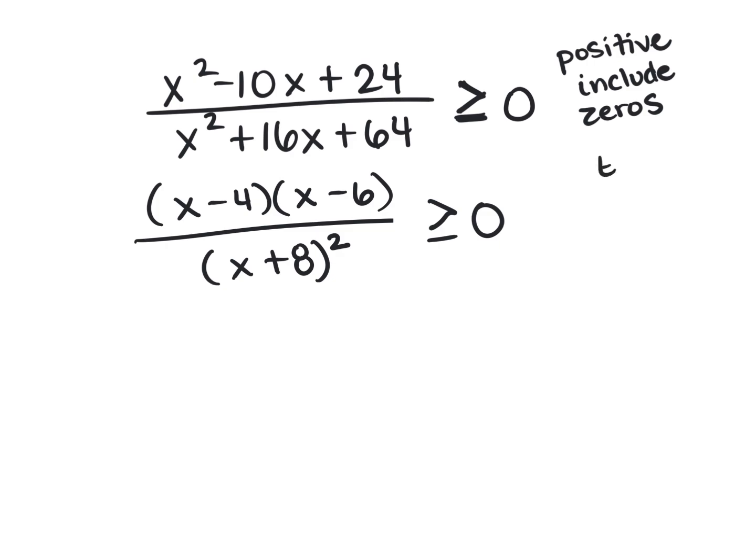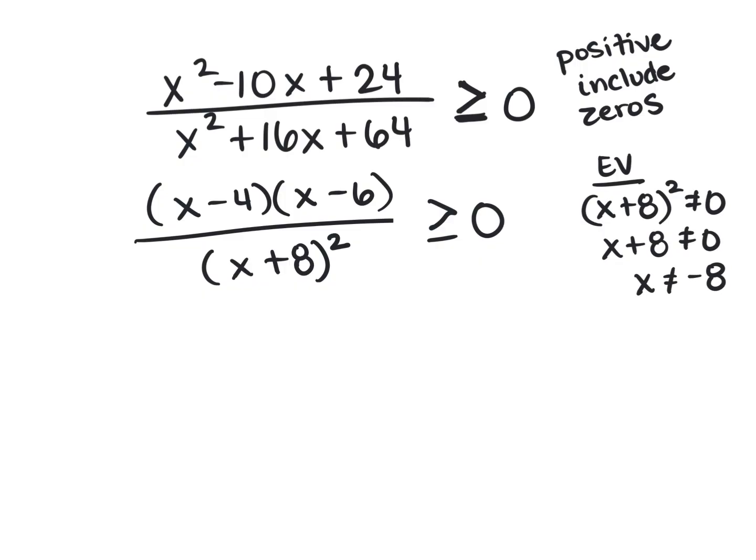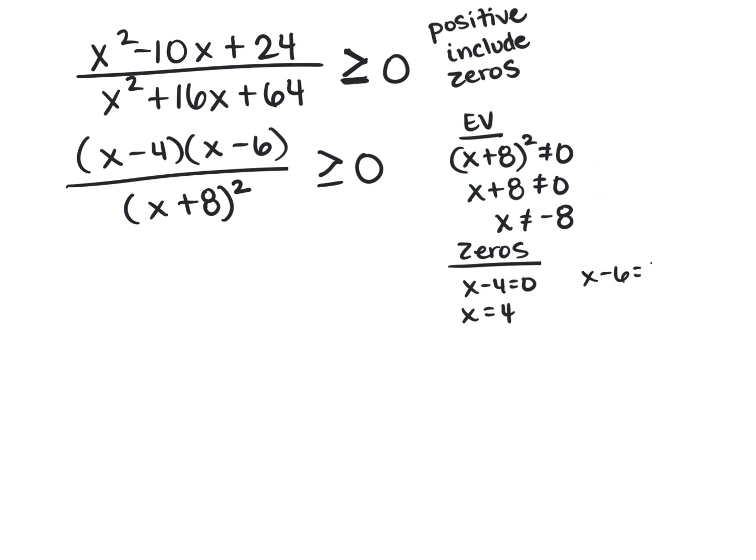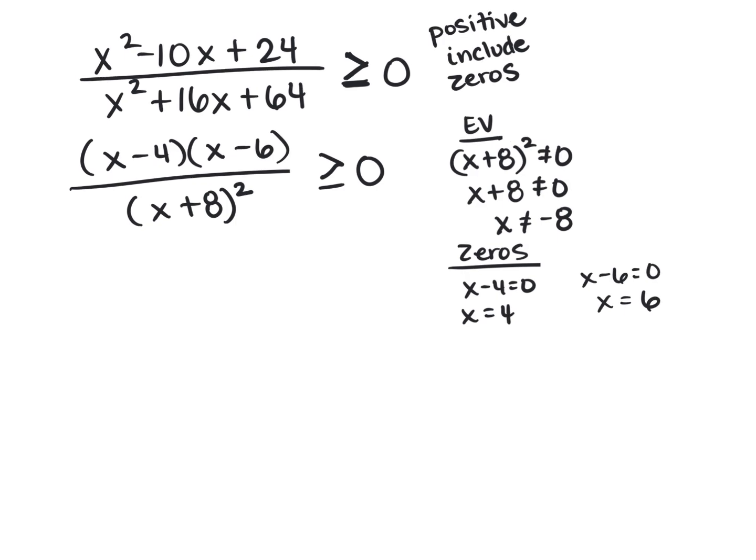Now, excluded values are when x plus 8 squared can't be 0, so that occurs when x plus 8 can't be 0, so that occurs when x is equal to negative 8. So that's my excluded value. My zeros are, of course, when I take the top. So I have x minus 4 equals 0, so x is equal to 4 is one of my zeros. My other is when x minus 6 is equal to 0, so that's when x is equal to positive 6. So I'm ready to put those on my number line.